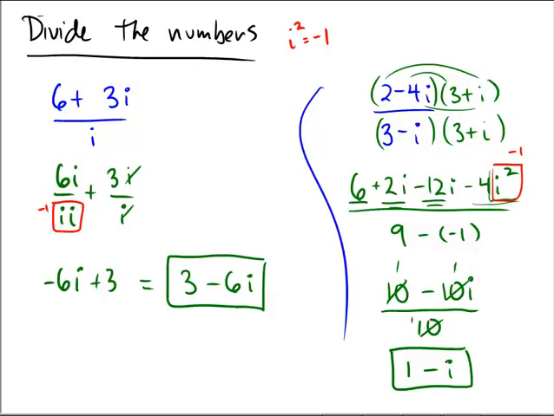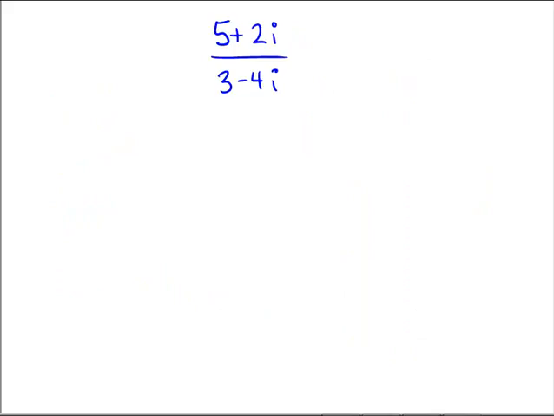Okay, why don't you pause the video and try this particular problem on your own. Okay, assuming you gave it a shot here, we're going to multiply this time by the conjugate of the denominator again, but this time the conjugate is 3 plus 4i.